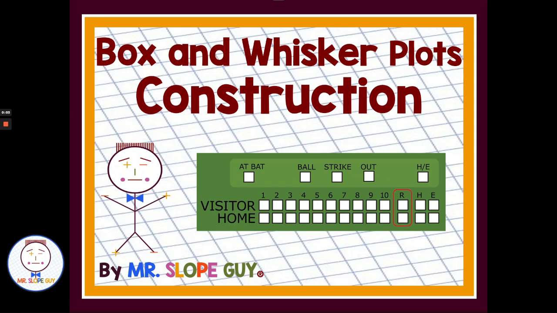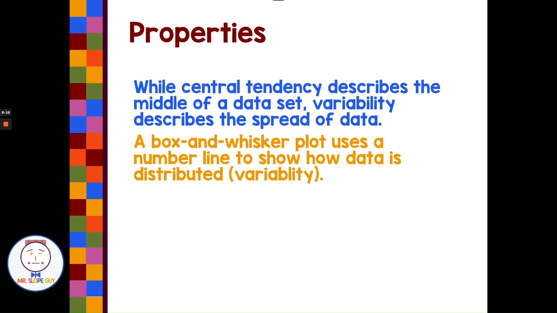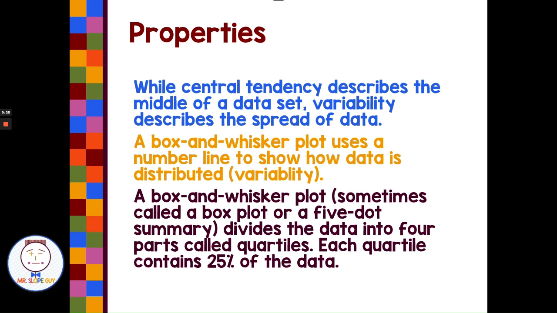Box and whisker plots, and today we're going to look at construction of box and whisker plots. While central tendency describes the middle of a data set, variability describes the spread of data. So a box and whisker plot uses a number line to show how the data is distributed. We're talking about variability, how spread out our data points are. A box and whisker plot is sometimes called a box plot or a 5-dot summary. It divides our data into 4 parts called quartiles, and each quartile contains 25% of the data.